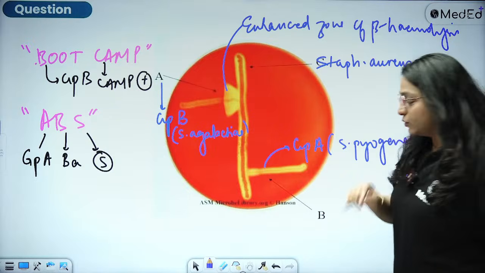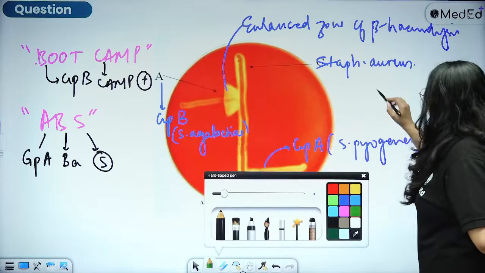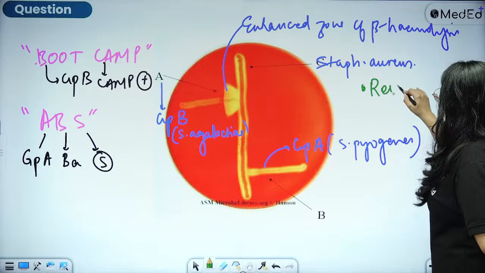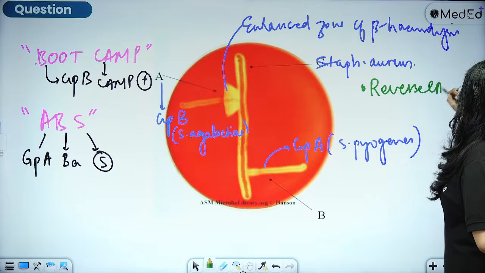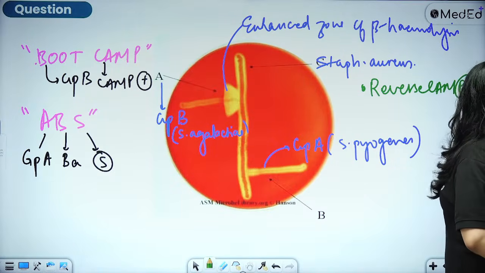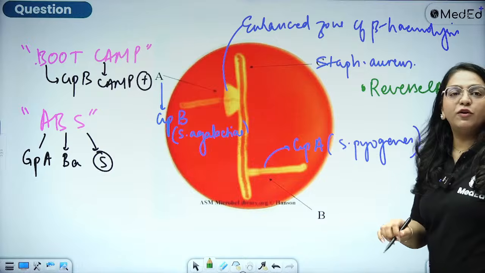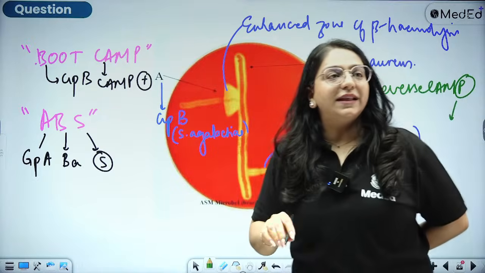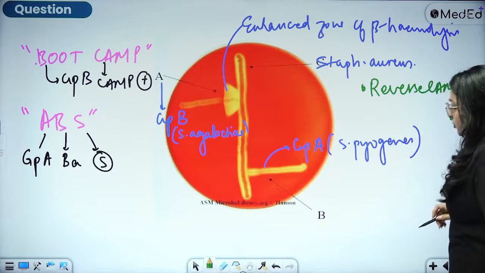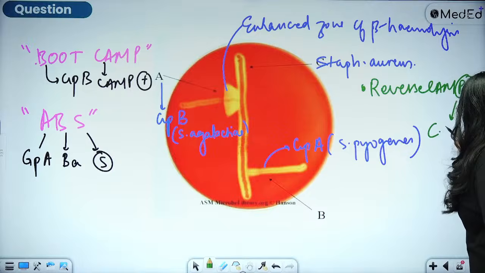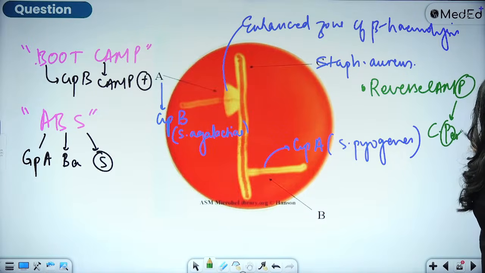Then you get confused about reverse CAMP. Reverse CAMP. P for, come on, tell me. This is shown by Clostridium perfringens.